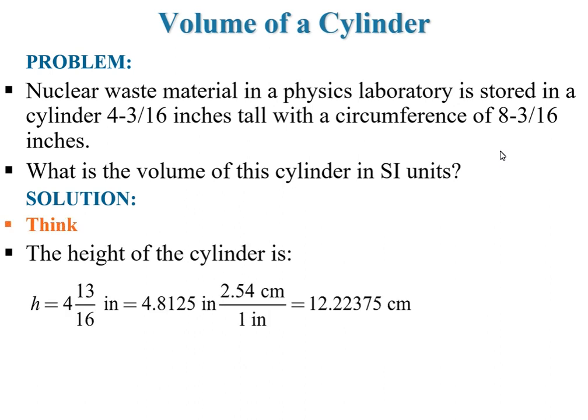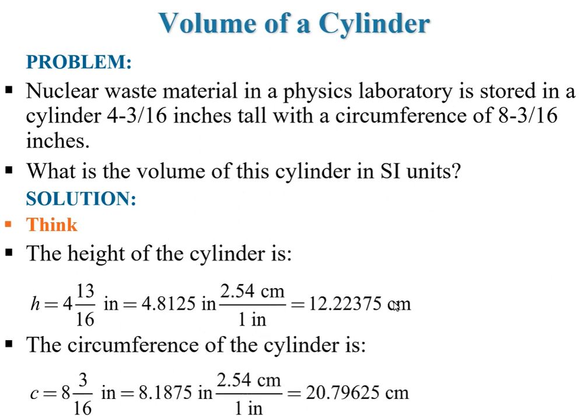So, first, take note that the height of the cylinder is given as 4 and 13 over 16 inches. So pwede siya natin i-convert into decimal point. So we have 4.8125 kung i-convert na natin sa decimal point. So since para masapos sa aton, we could convert this kay ang requirement sa aton is to have this in SI unit. So convert na siya into centimeter. So we have this will be equal to multiply mo by 2.54 cm ang inches. So this will be equal to 12.22 na. So the circumference of the cylinder dayon, pwede ito man i-convert into cm. That will be equal to 20.79625 centimeters.